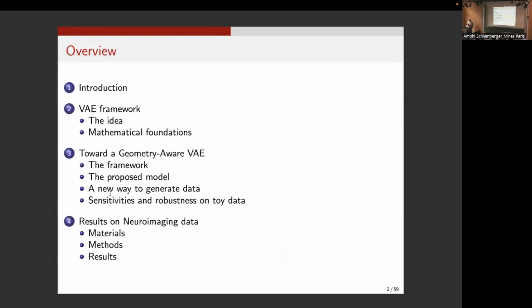I'm going to go through a short introduction, then explain why we use the variational autoencoder framework and how we realized that we can capture much more information than is usually captured in a standard vanilla VAE. And then I will show some results on neurodegenerative diseases.